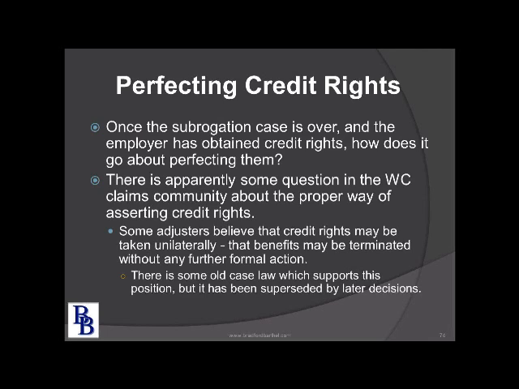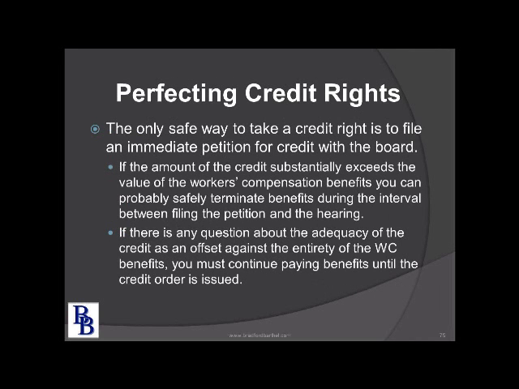Okay, last thing I want to talk about before we're done, and that is how you go about perfecting your credit rights, because here there's a certain amount of confusion. If you've got a credit right, that is to say you've got a judgment or a third-party CNR or something that gives you credit rights, how do you go about making use of them? There has been a belief that you can just start stopping payments. You just say, I've got this credit right, no more payments. There is some old case law that says you can do that, but it's a bad idea, and later decisions have superseded it. The only safe way to perfect your credit rights is to file a petition with the Workers' Compensation Appeals Board and get an order of credit.